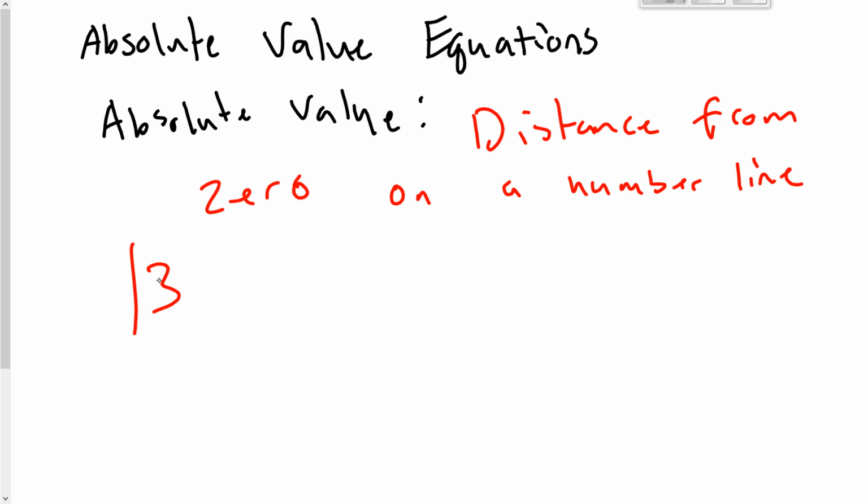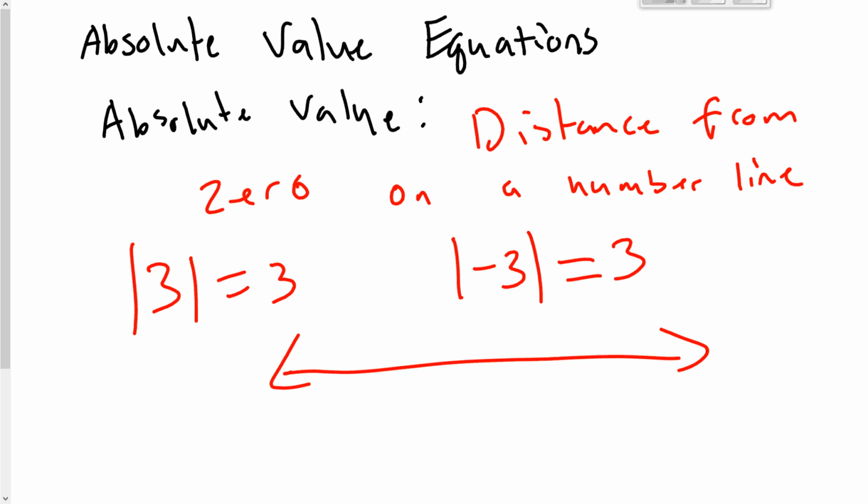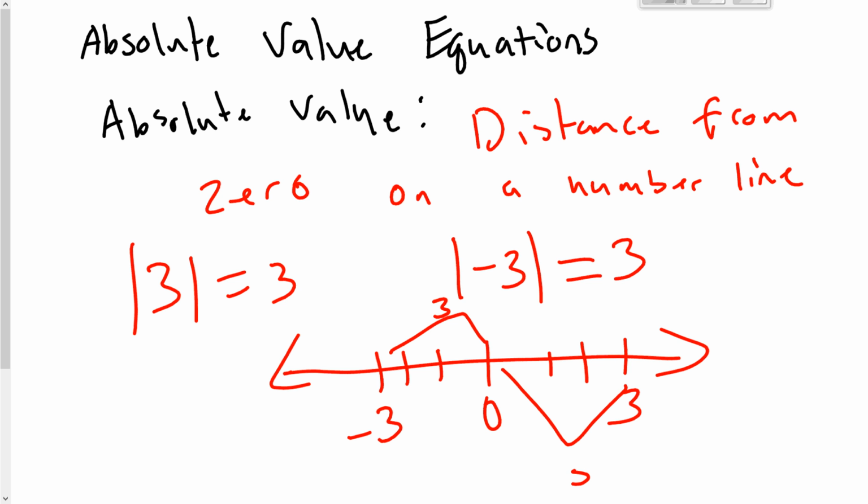So the absolute value of 3 is 3, but the absolute value of negative 3 is still 3 because it's the distance from 0. 0, 1, 2, 3. So see how I counted 3? Even though it's negative 3, it's still a distance of 3. Absolute value.